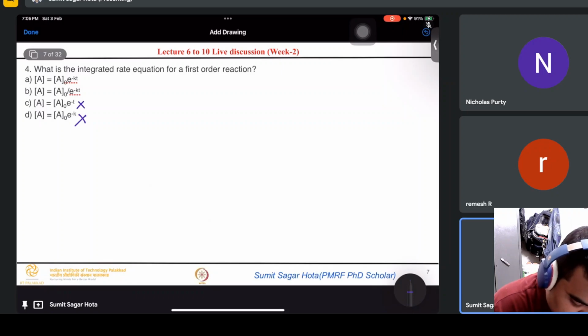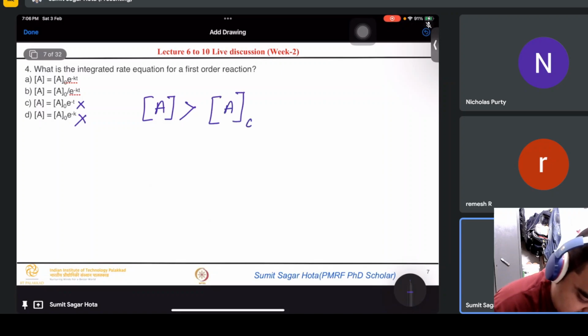So what is going on here is that they are telling us it's greater than your a naught. If a reaction is taking place, it cannot be less than the initial value. a naught means it's at the initial time, in the integrated rate equation. So I can write that the concentration of a is always higher than the concentration a naught at time equal to 0.